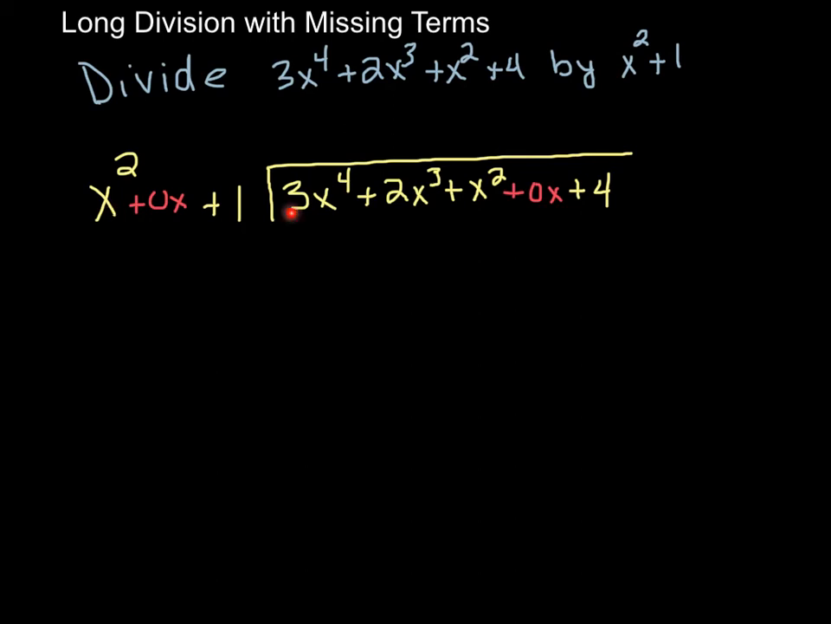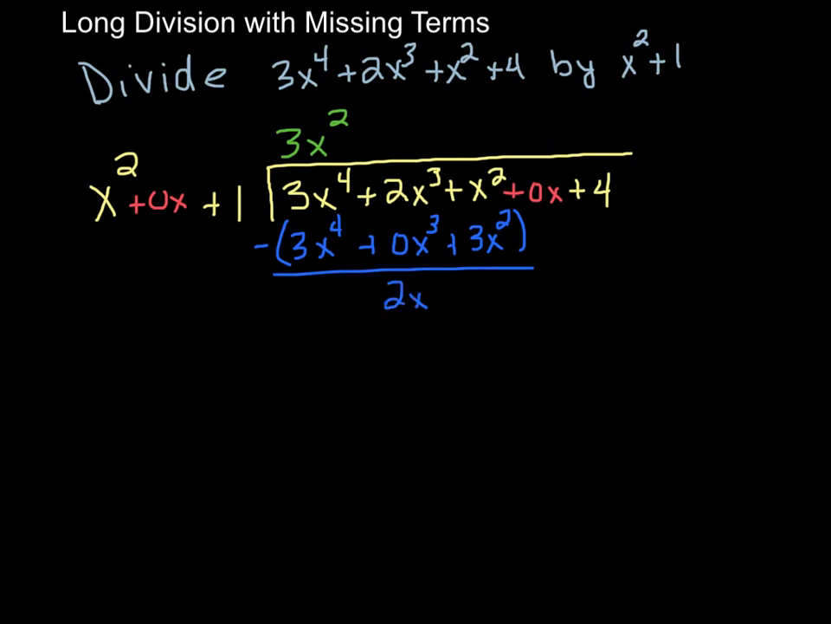We have x squared times what is 3x to the fourth? x squared, we need a 3 at least. We need a 3. And x squared times what is x to the fourth? We need another x squared. Okay, so 3x squared times x squared is 3x to the fourth. 3x squared times 0x is 0x to the third. And 3x squared times 1 is positive 3x squared. We're going to subtract that from the whole term. And we're left with 2x cubed minus 2x squared plus 0x plus 4. I just brought these two down.